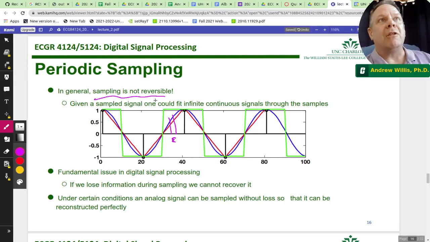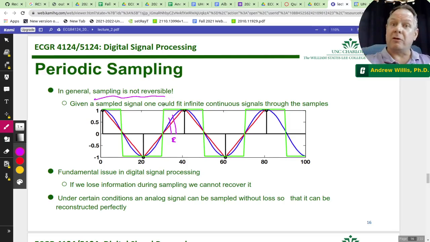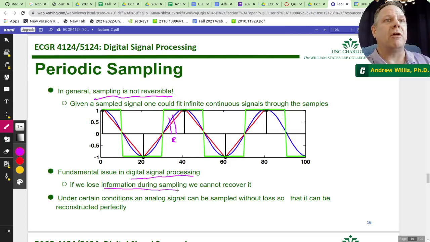And so if we were to reconstruct that signal, say I have an audio signal that gets sampled, sent over the internet, reconstructed and sent out to your loudspeaker, it's not going to be exactly what was there unless it satisfies very specific criteria. The fundamental issue in digital signal processing is that we lose information during the sampling and we cannot recover it.